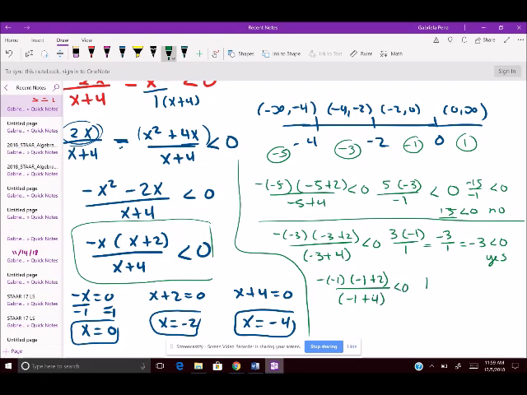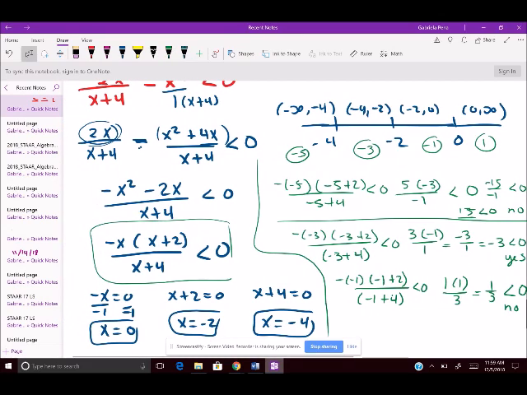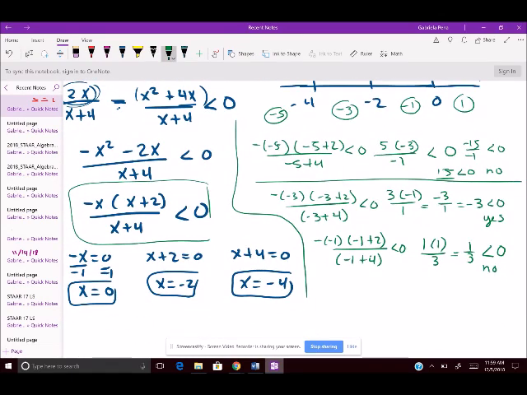So that becomes a positive 1. That's a positive 1, and that is a positive 3. So this becomes a positive 1/3. Is a positive 1/3 going to be less than 0? No. And I have to try the last one. Positive 1: 1 plus 2 over 1 plus 4, less than 0. So negative 1, 3 over 5. Negative 3 over 5, is that less than 0?